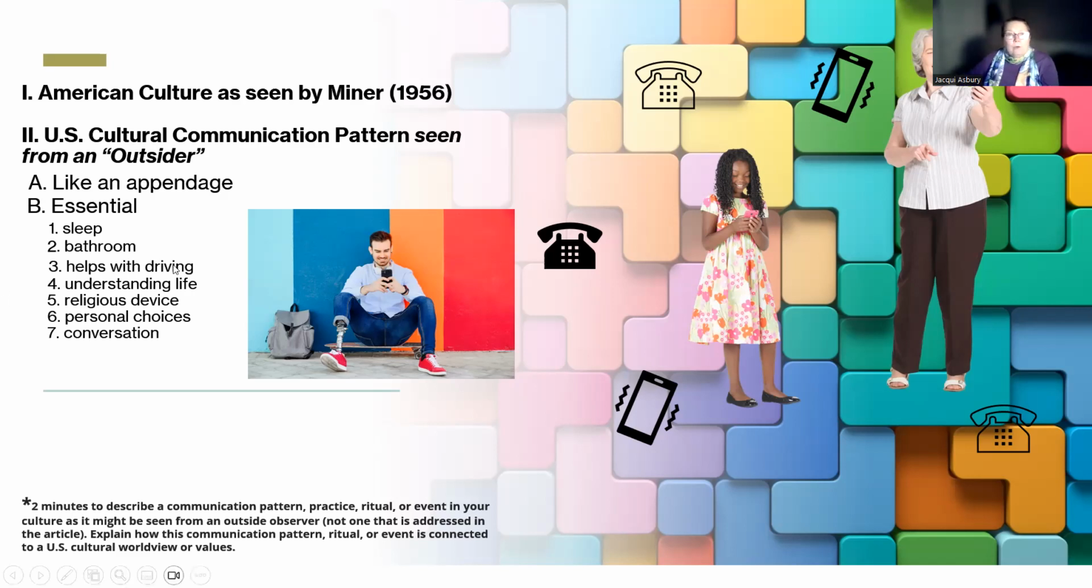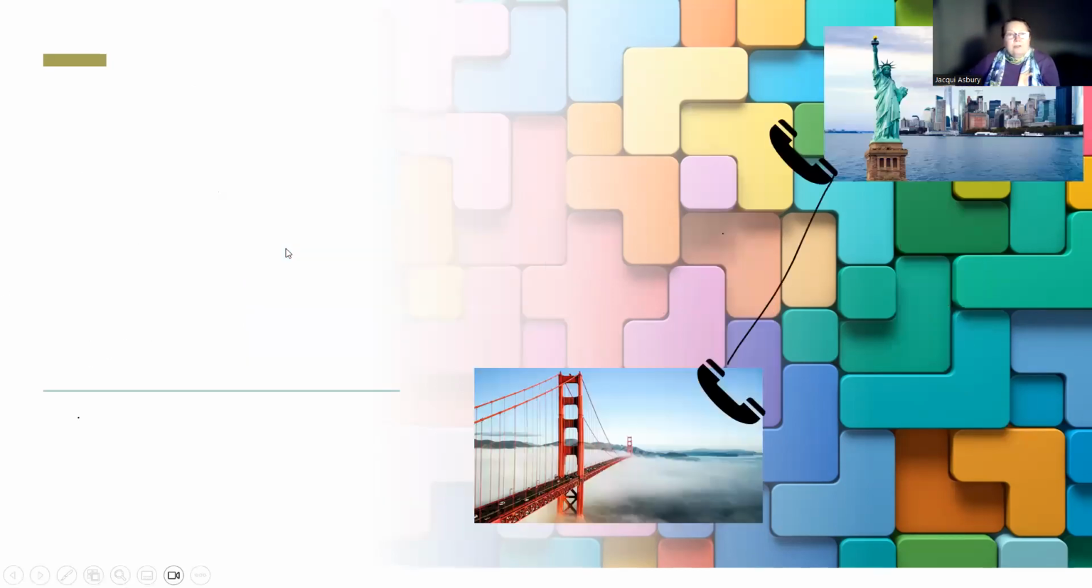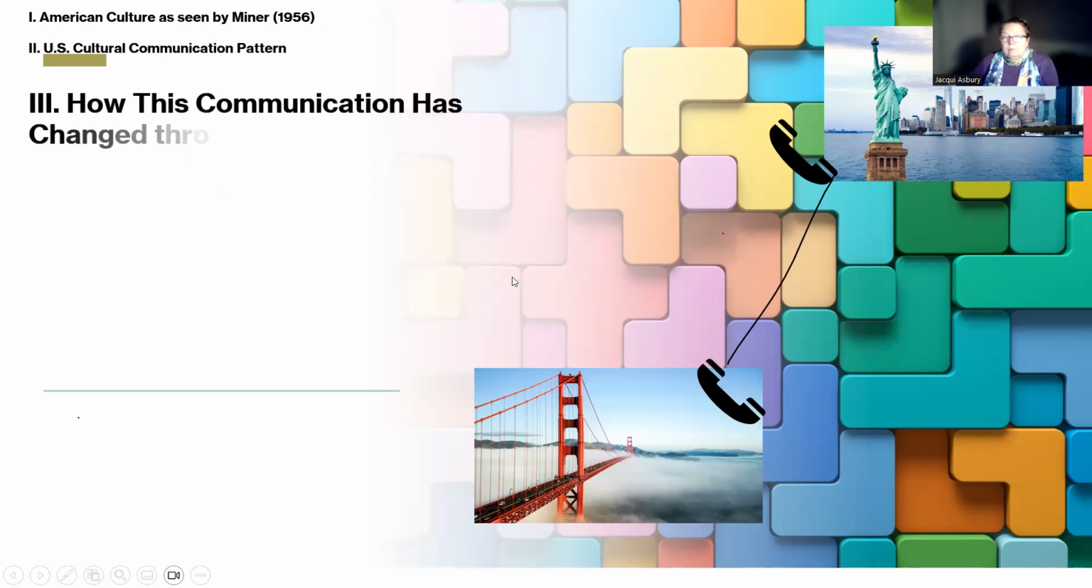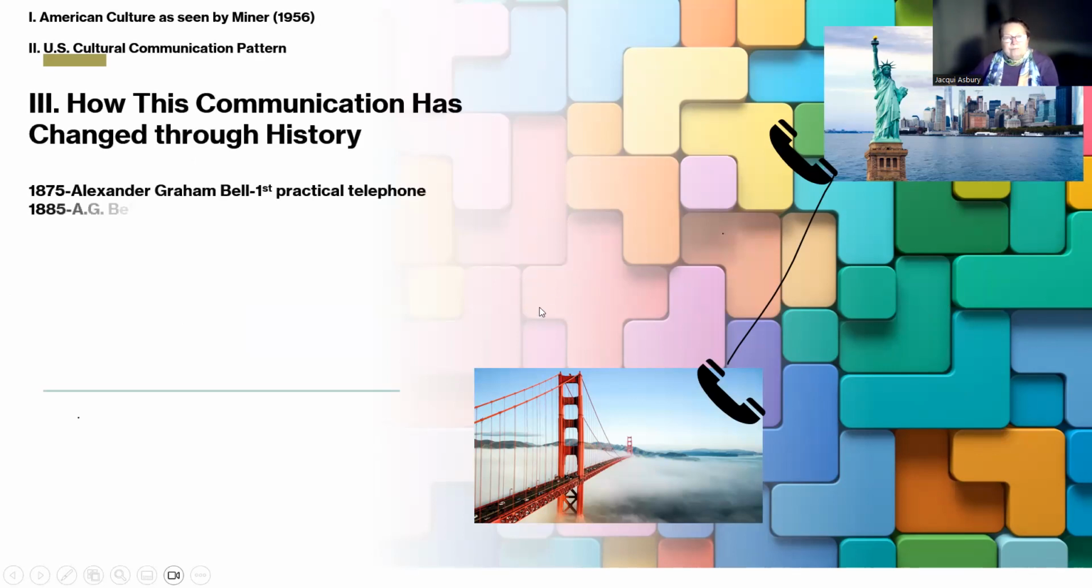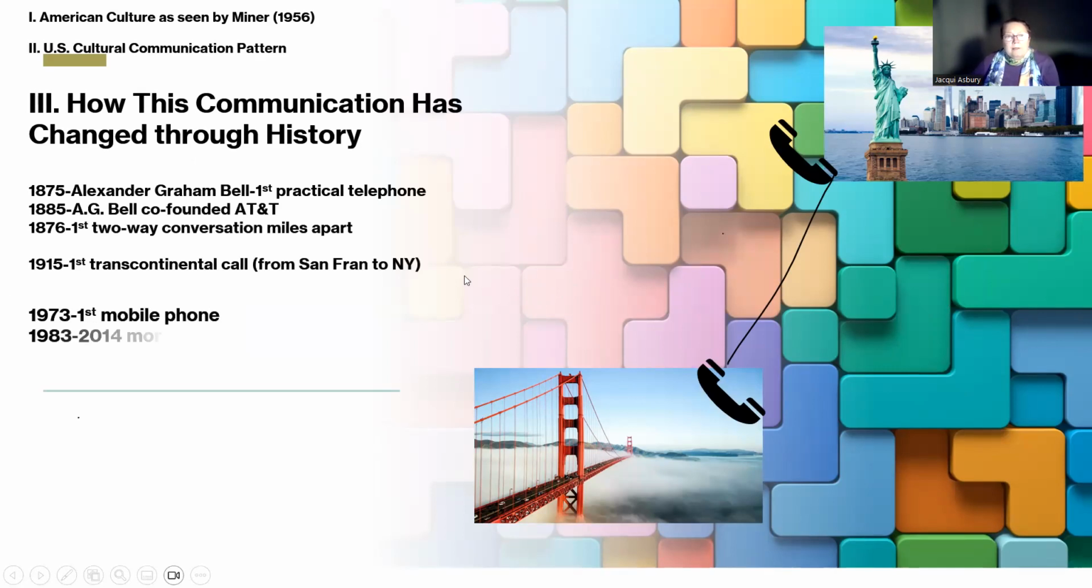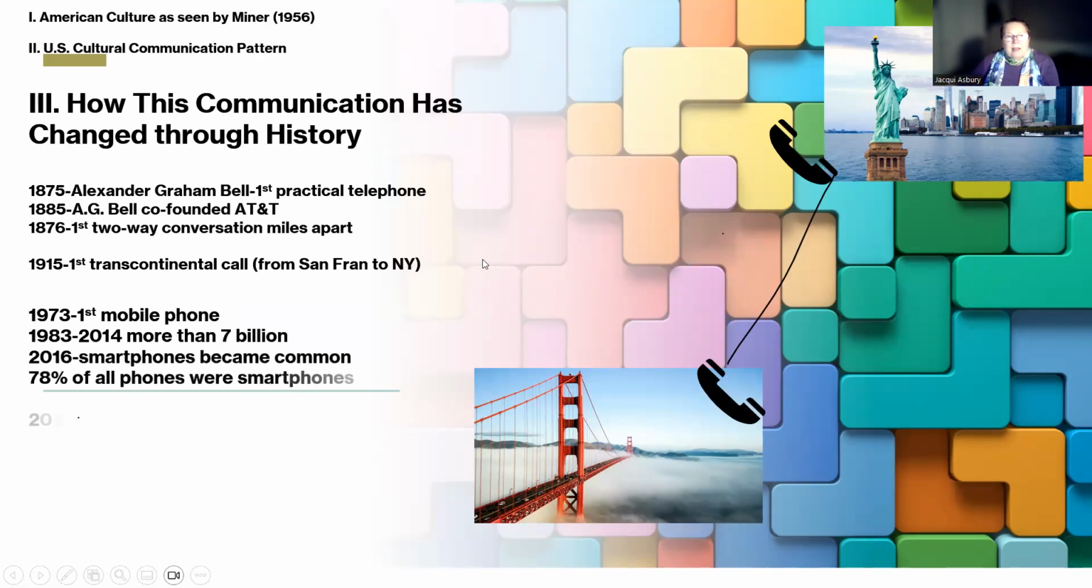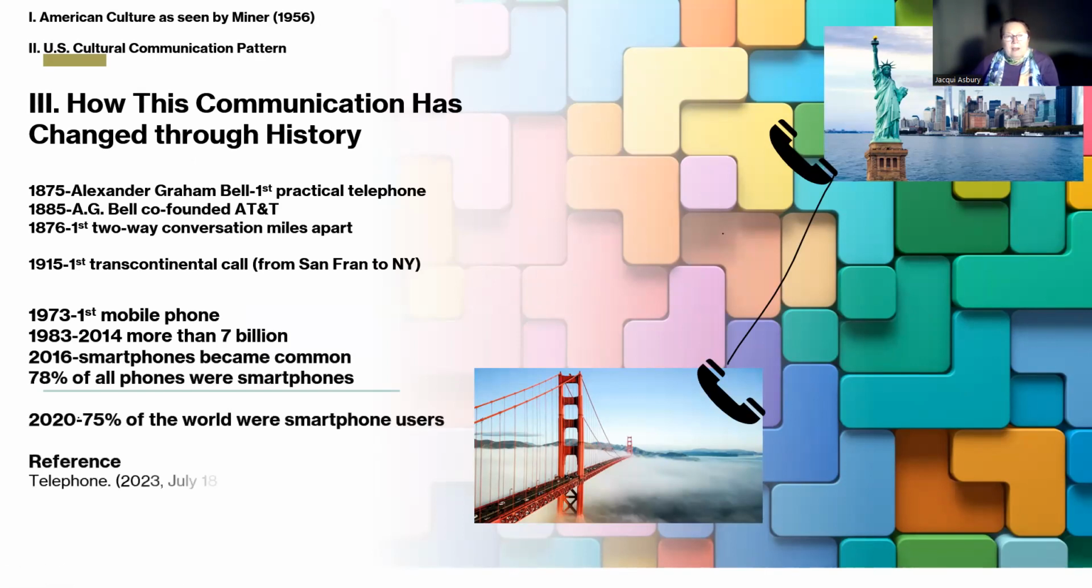So this was my review of a cultural device. As you can see, I talked about the telephone, specifically our cell phone, and even more specifically, our smartphone. The first practical telephone was invented by Alexander Graham Bell in 1875. He also co-founded AT&T, and then you see in 1915 the first two-way conversation from San Francisco to New York. The first conversation across the United States took place on telephones.